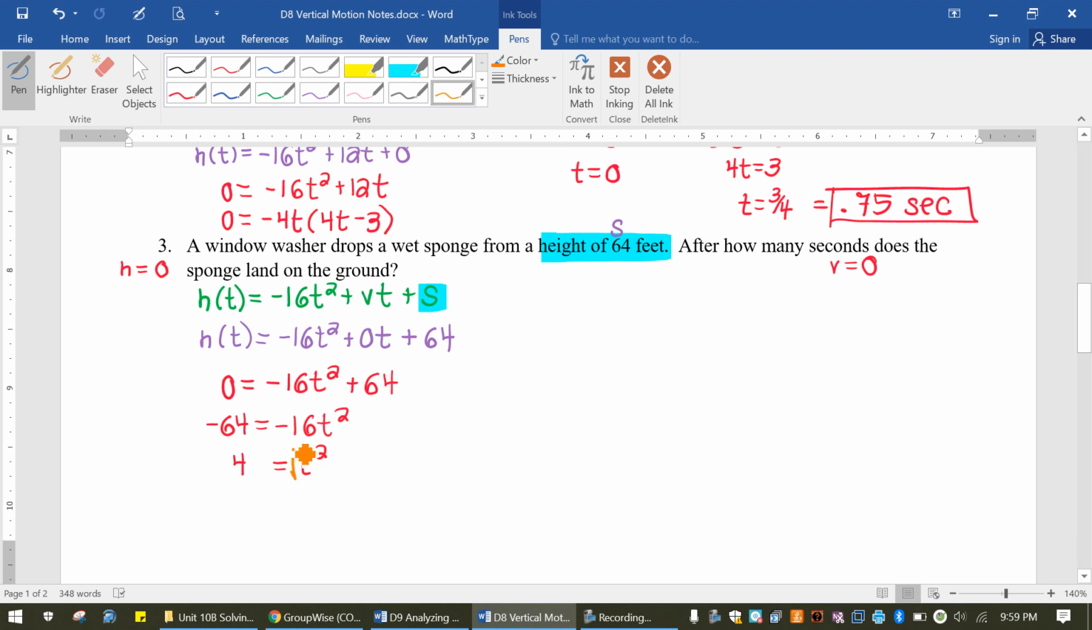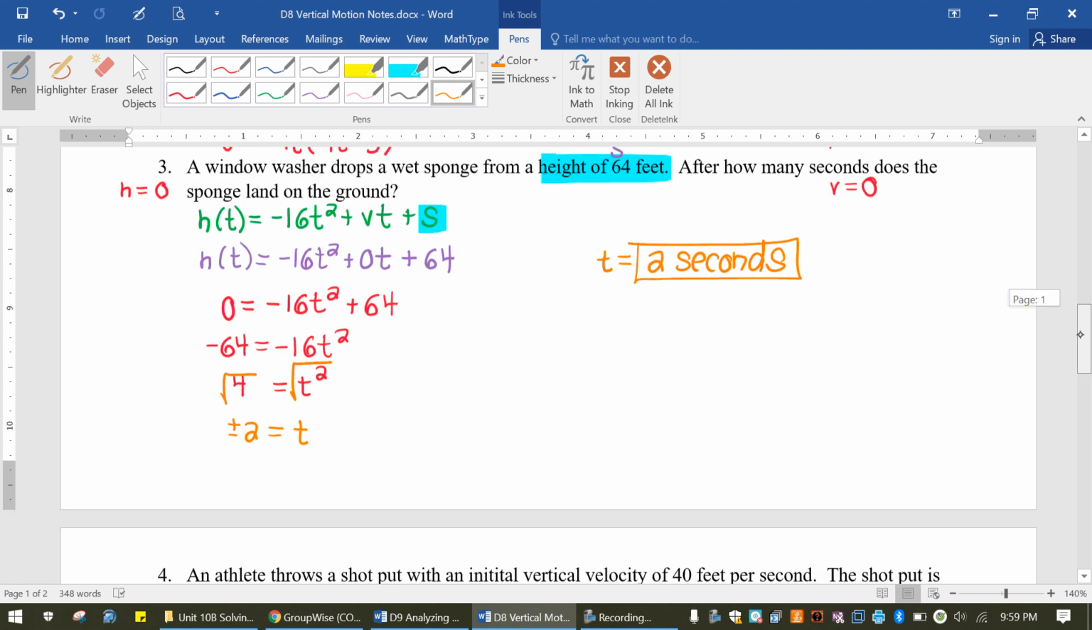Then you're going to take the square root of both sides. And what you will get is plus or minus 2. And since we're talking about time, we can't use a negative answer. So we'll just say that the time is 2 seconds. Okay, let's move to the back.